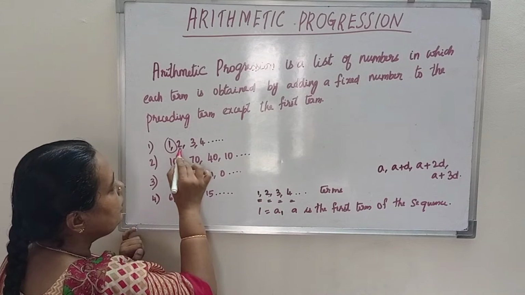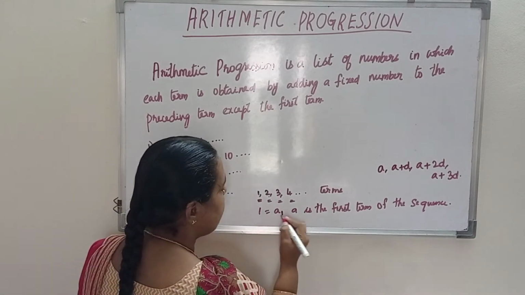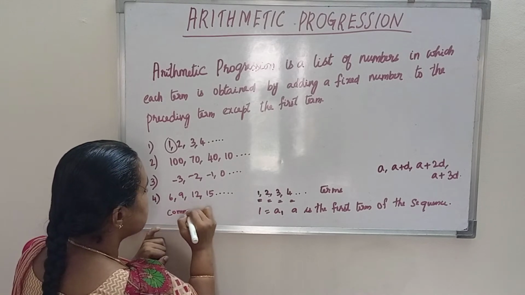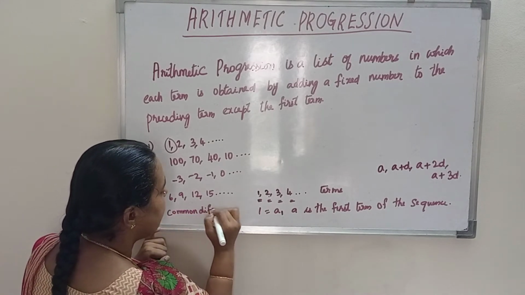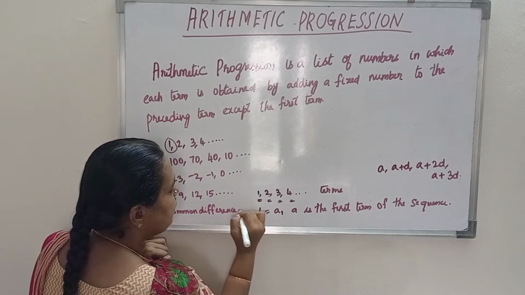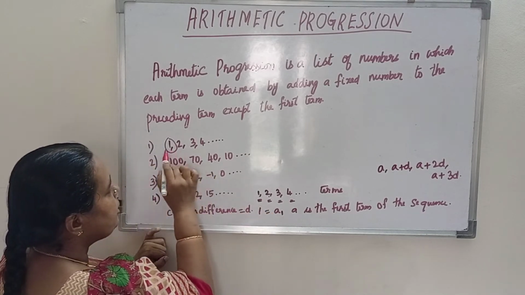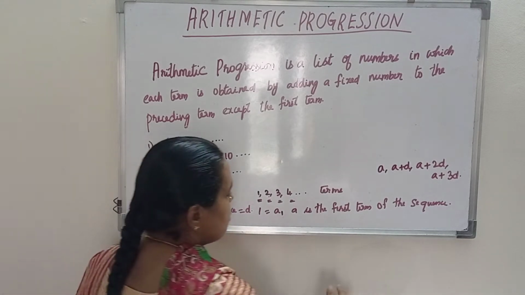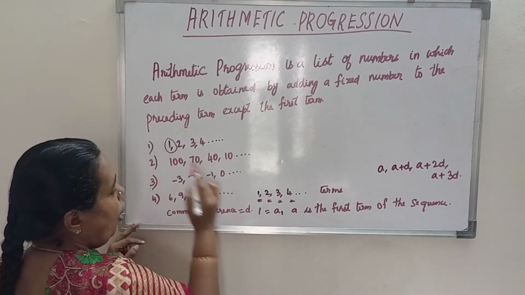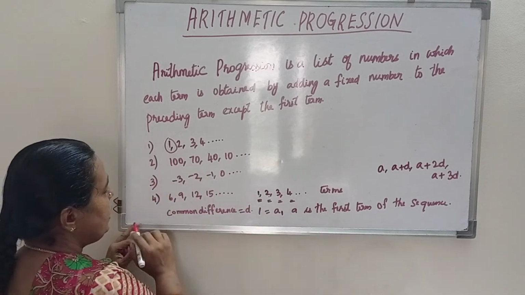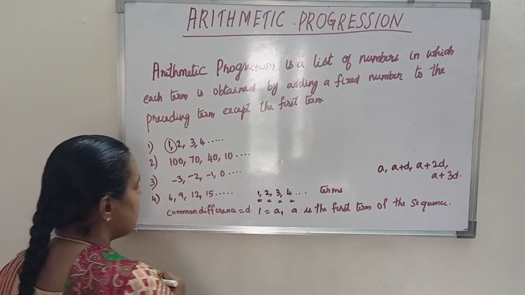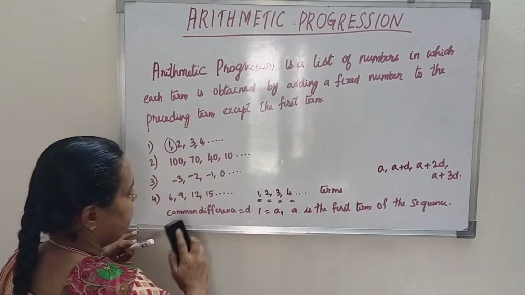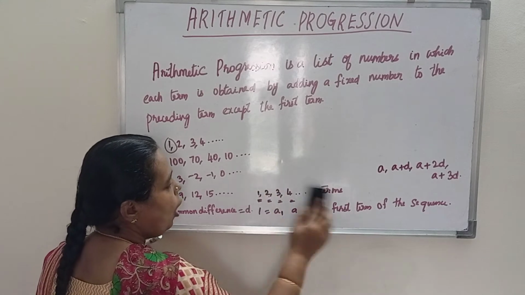And the difference between these two numbers is the common difference. The common difference is nothing but D, and it is the difference between these two numbers. So the first term is A1 or A. This is the first term of the sequence, and the difference between these two numbers is called the common difference, or D.